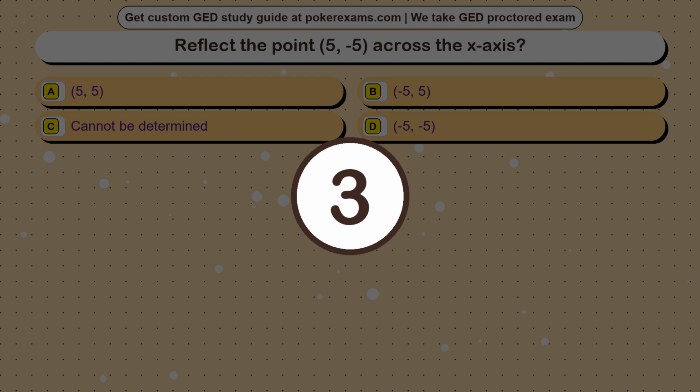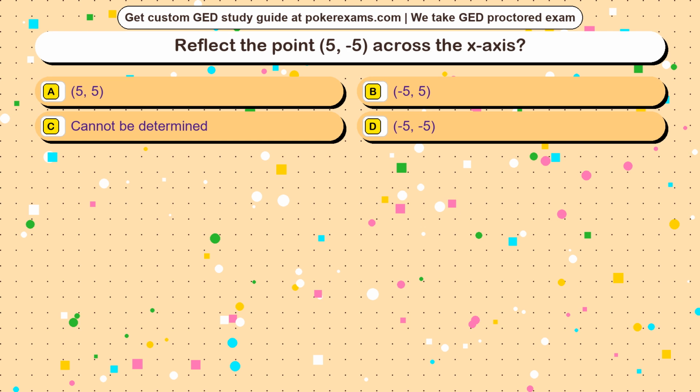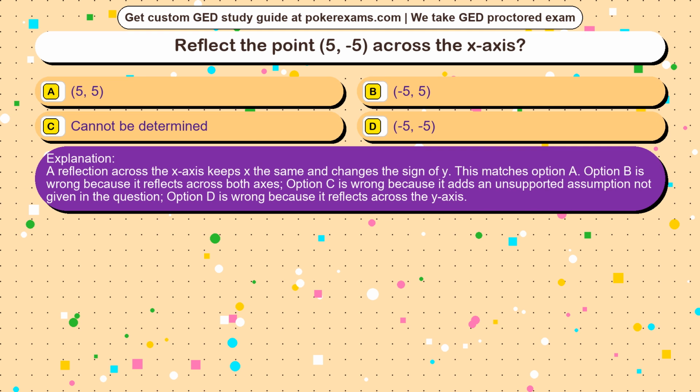The correct answer is option A. A reflection across the x-axis keeps x the same and changes the sign of y. This matches option A. Option B is wrong because it reflects across both axes. Option C is wrong because it adds an unsupported assumption not given in the question. Option D is wrong because it reflects across the y-axis.